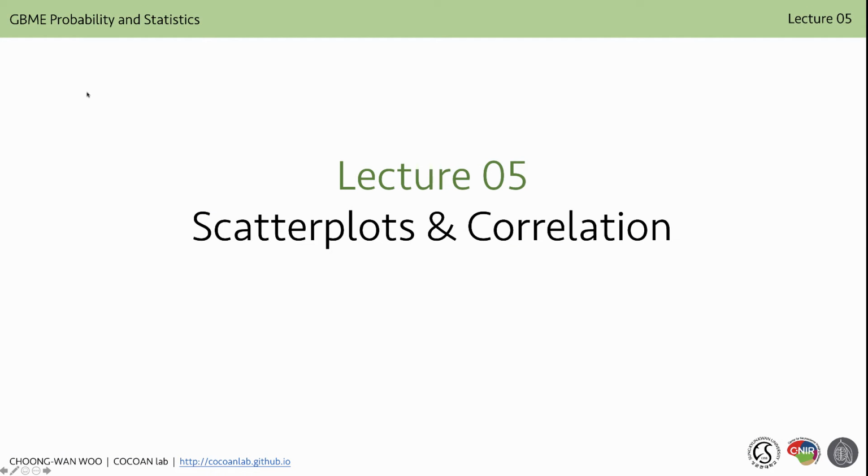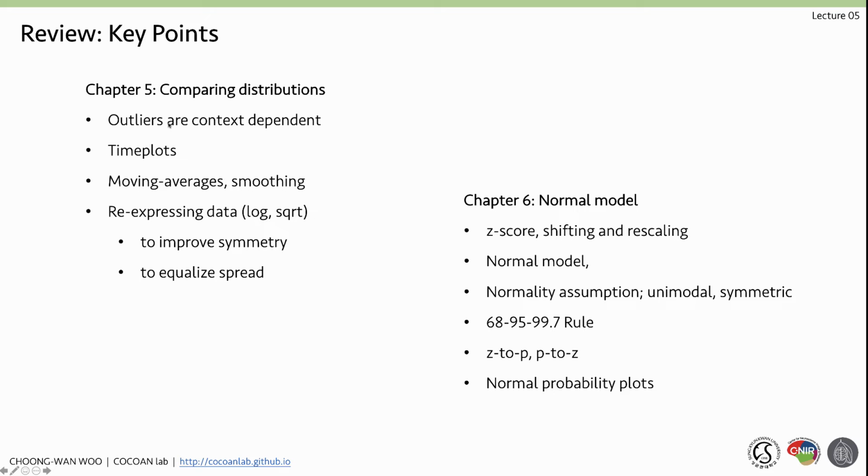Hi everyone. So today's topic is scatterplots and correlation. These are the key points from the previous lecture. We learned how to compare two different distributions, and outliers, and moving averages, smoothing, and re-expressing data. And we also learned a normal model, and in the class we learned how to draw normal probability plots.